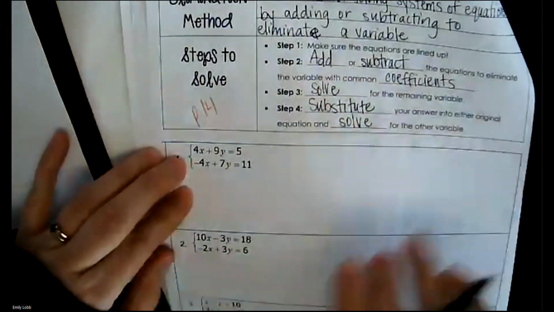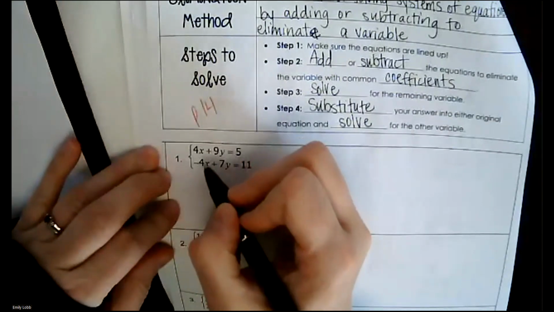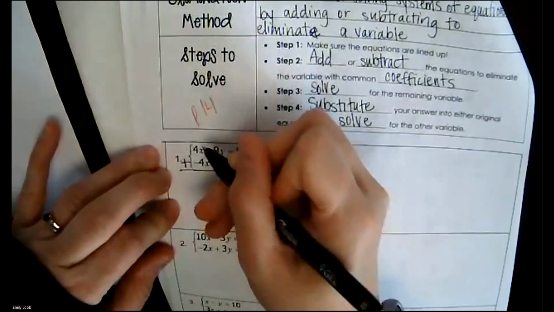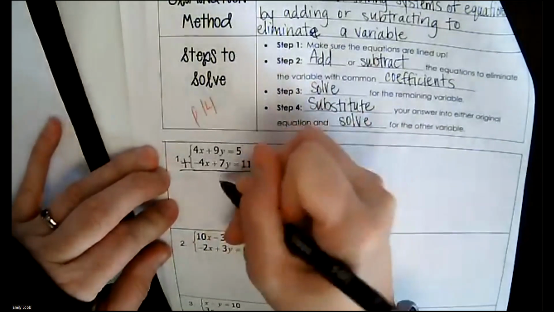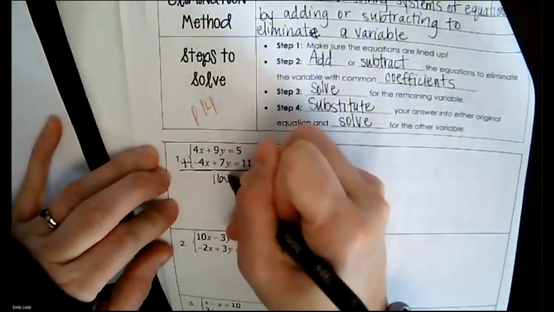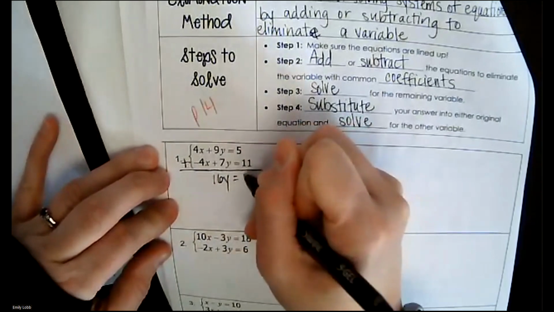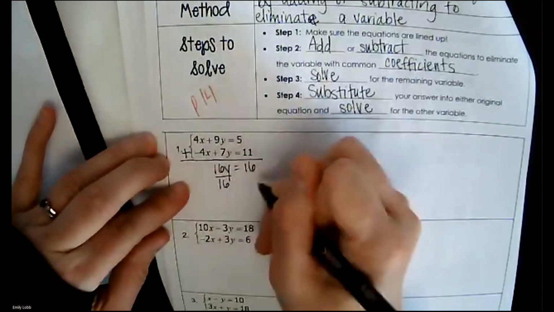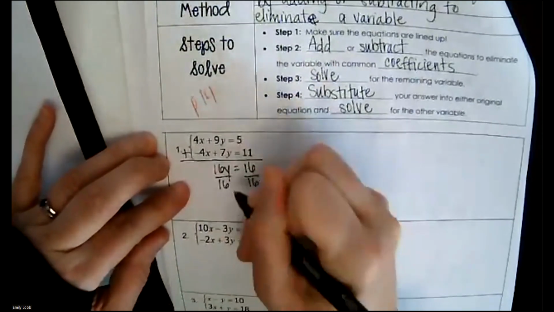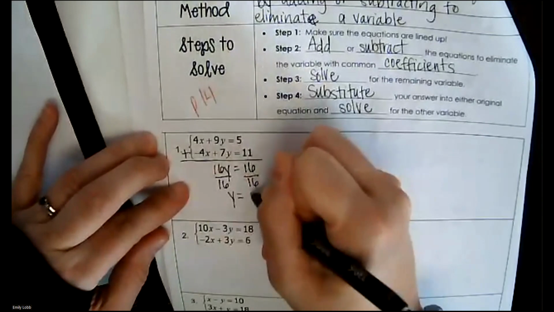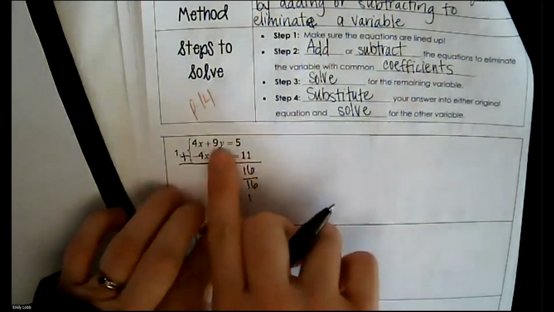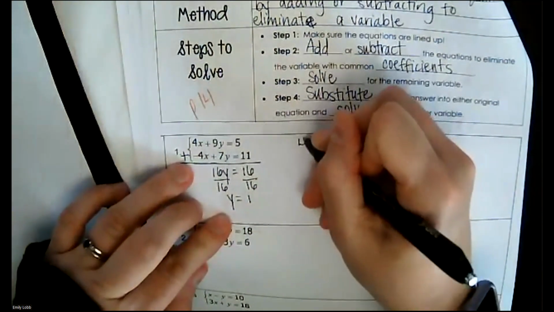We notice we have equal and opposite, so we're just going to add these up. 4 minus 4, that goes away. So 9 plus 7 is 16y. 5 plus 11 is 16. I would just divide by my coefficient, 16. So y equals 1. Pay very close attention to which you're solving for, because that's what we're going to put it back into one of the original equations.